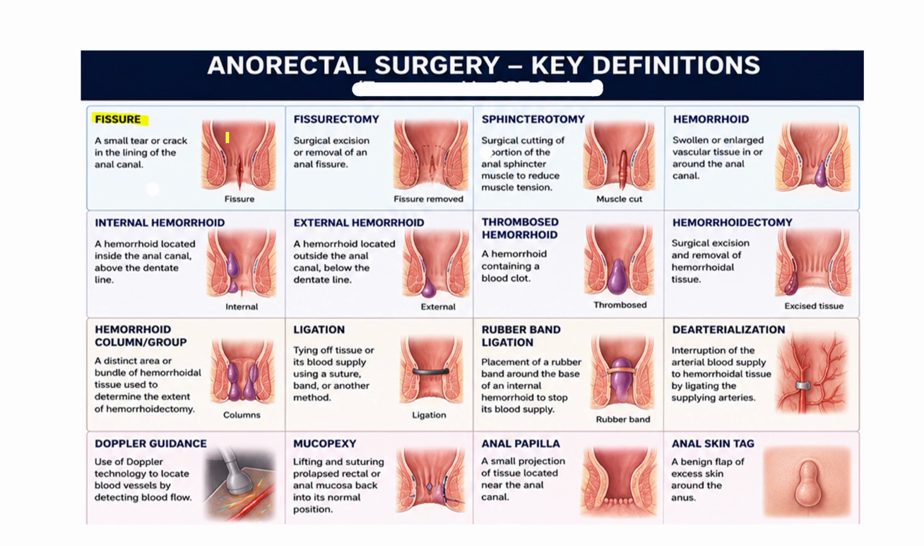So, what is a fissure? Any idea? A fissure is actually a tear. When there is a tear in the anal canal, we call it a fissure. Here you can see this is a fissure. There is a small tear or a crack in the anal canal.